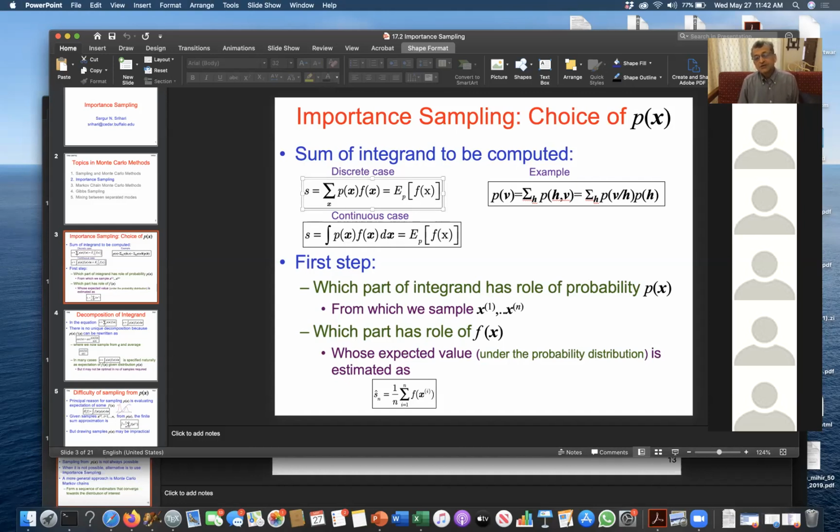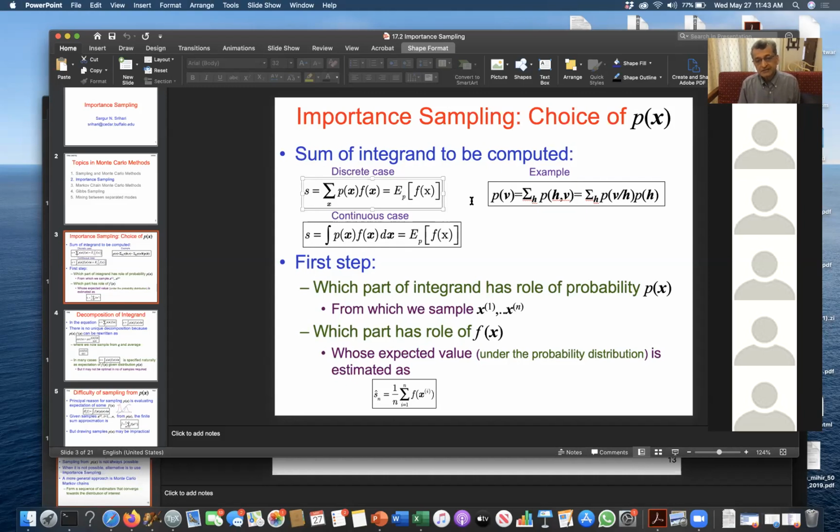All right. So we are on to importance sampling, and we are trying to determine this: S is equal to summation over x of p of x times f of x. So we can say that is of the form expected value of f of x. That's the definition of it.